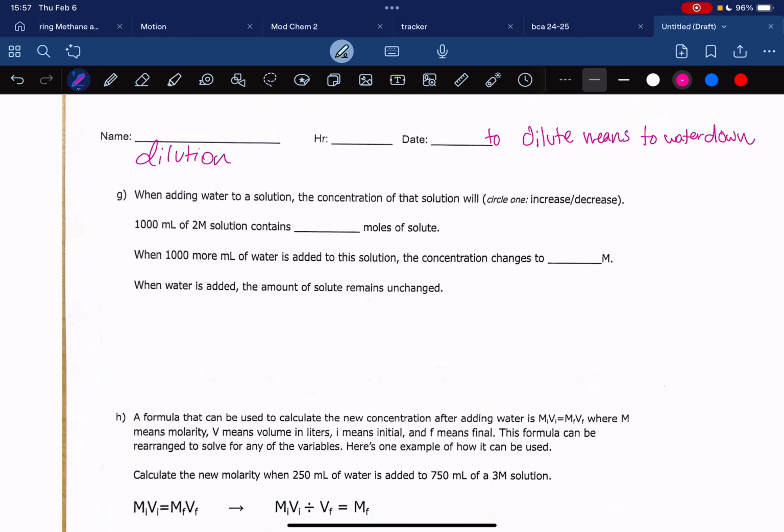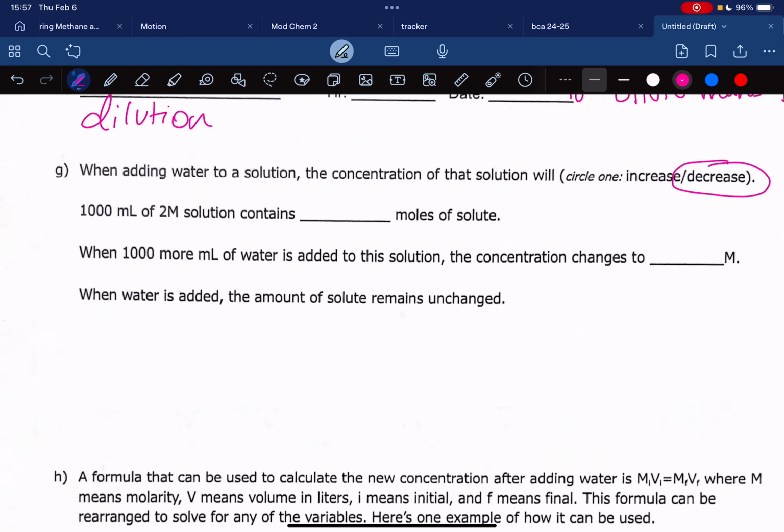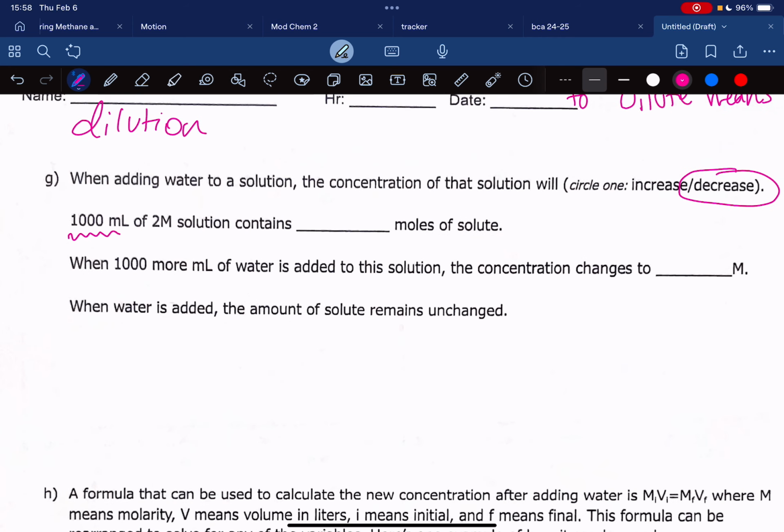So let's look at G. It says when adding water to a solution, the concentration of that solution will, and that should be clear to you that it's going to decrease, right? Because it's changing the ratio of solute to water. So let's think, if we have 1,000 milliliters of 2 molar solution, how many moles of solute is that going to contain?